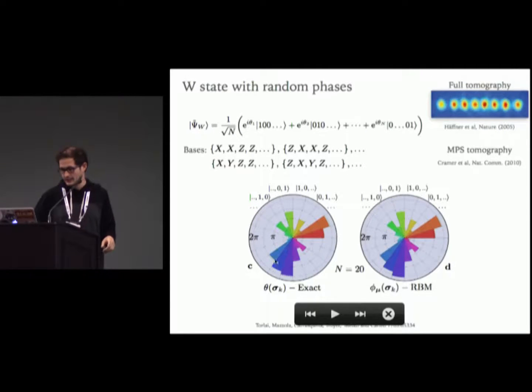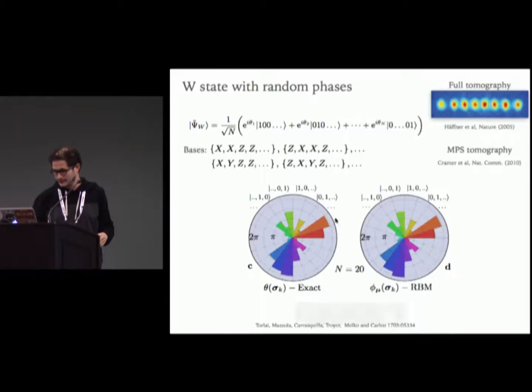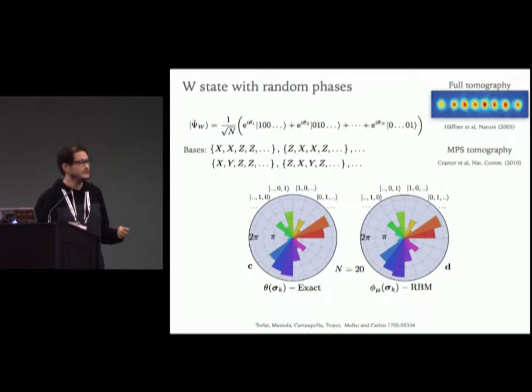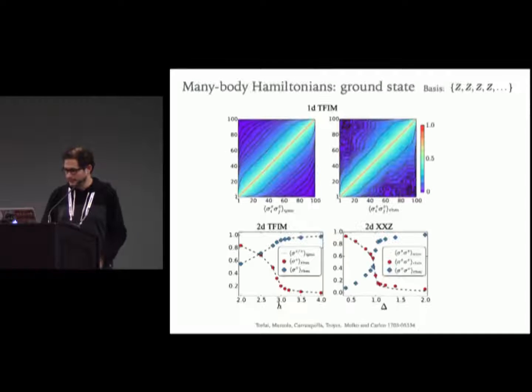So the exact ones are here. The colors mean nothing. It's just that the amplitudes are this, if you want, the size of these figures. And then the reconstructed ones are in here, from the RBM. So we were able to show that it works pretty well even in that case.